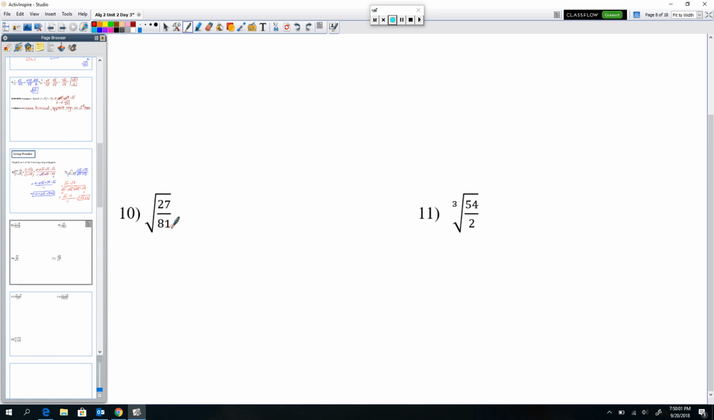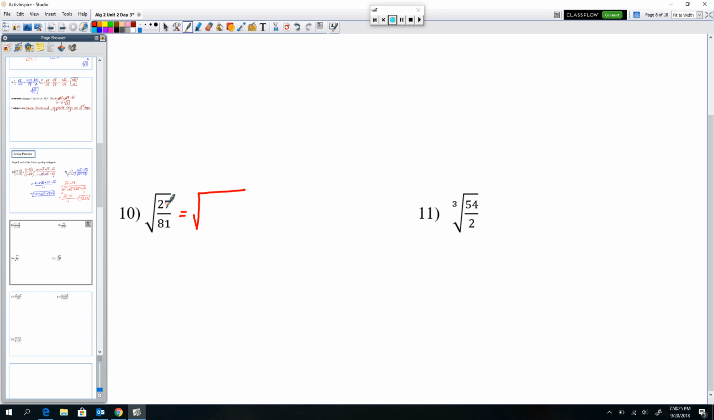You can do one of two things. You can either reduce this fraction first and then deal with the root problem, or you can try to deal with the root problem and reduce the fraction later. So either way is fine. You should get to the exact same spot. I think what I would like to do is reduce the fraction first. So I'm going to leave this radical here.